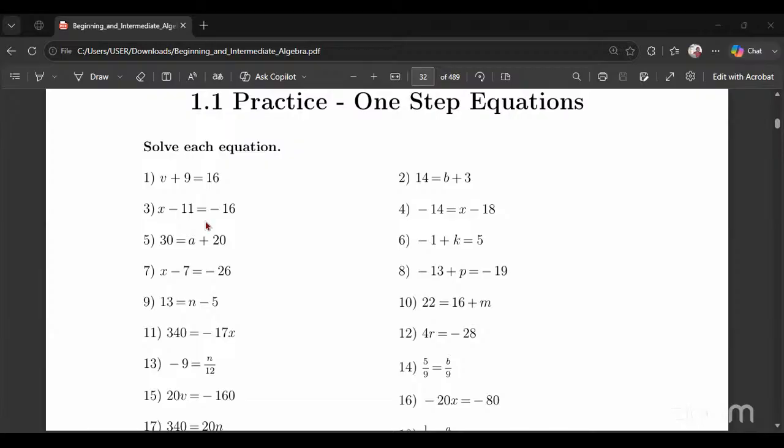So my question, I'll be taking question 5. And question 5 is 30 is equal to a plus 20. I mean, this one is just very easy. You can just even see the answer without solving this one.